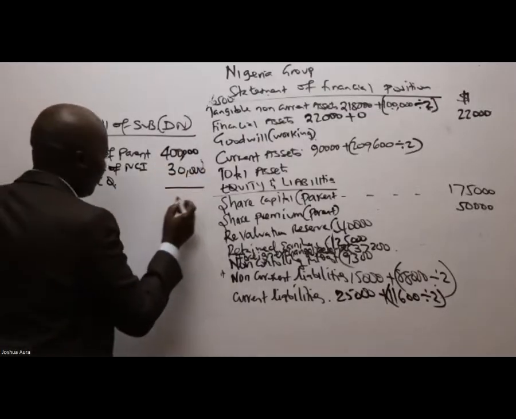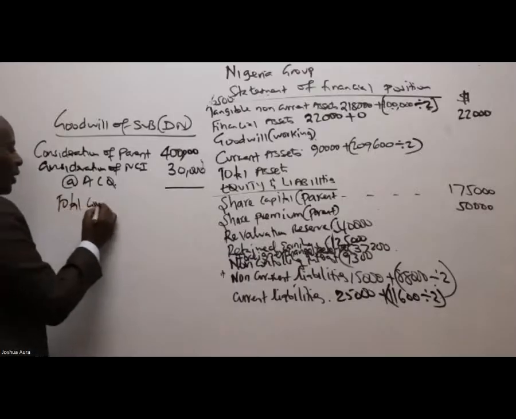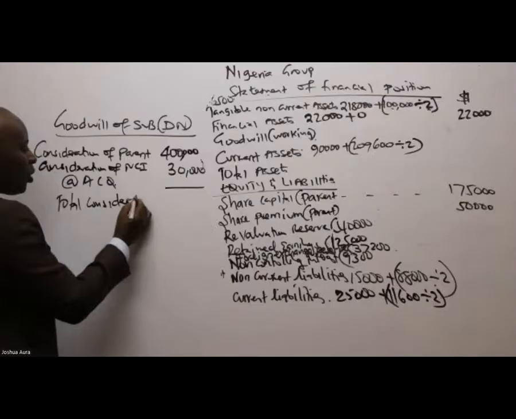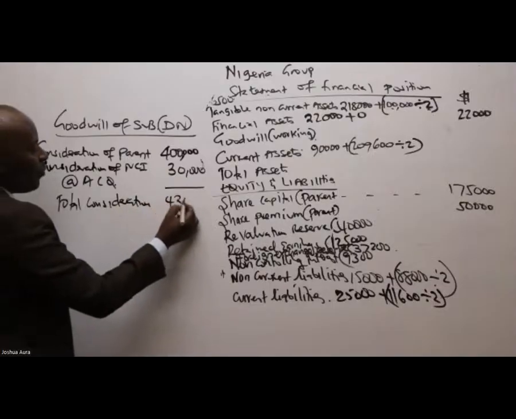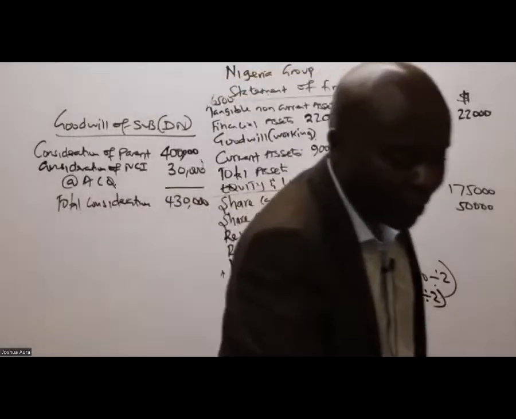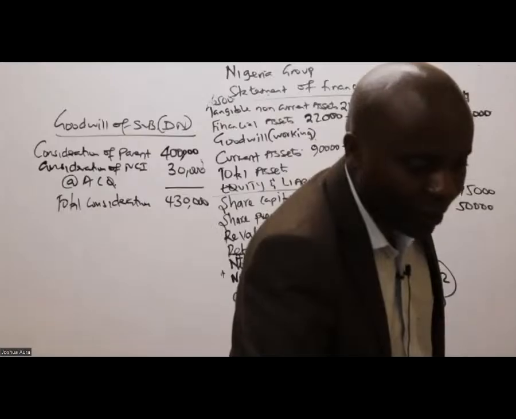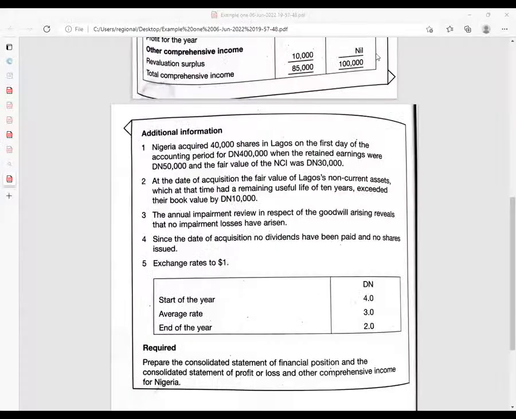So come and give us the total consideration. So that will be 430,000. Is it 30 or was it 50? Let me check again. Yeah, it's 30, yes. It is 30, thank you very much.